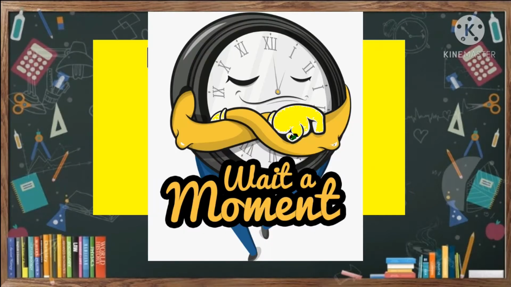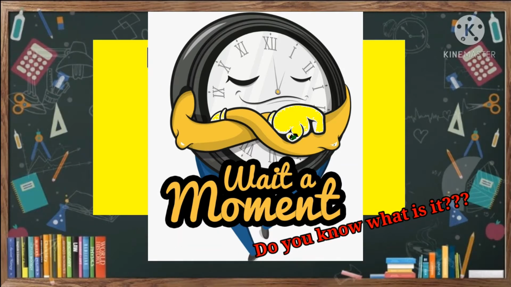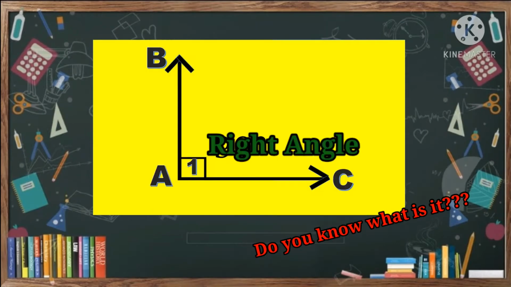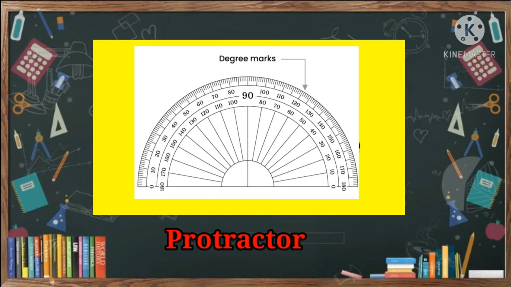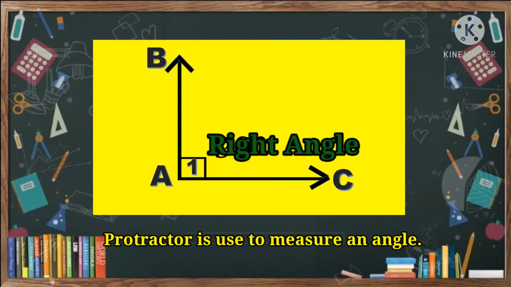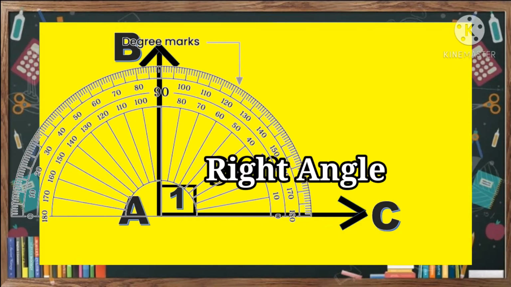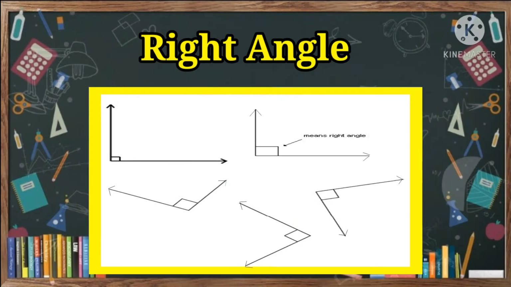But wait! What is the thing that we can use to measure an angle? Do you know what it is? Very good. It is a protractor. And a protractor is used to measure an angle. And now, let us try to measure it. Good job! It is 90 degrees. A right angle can be in this position.